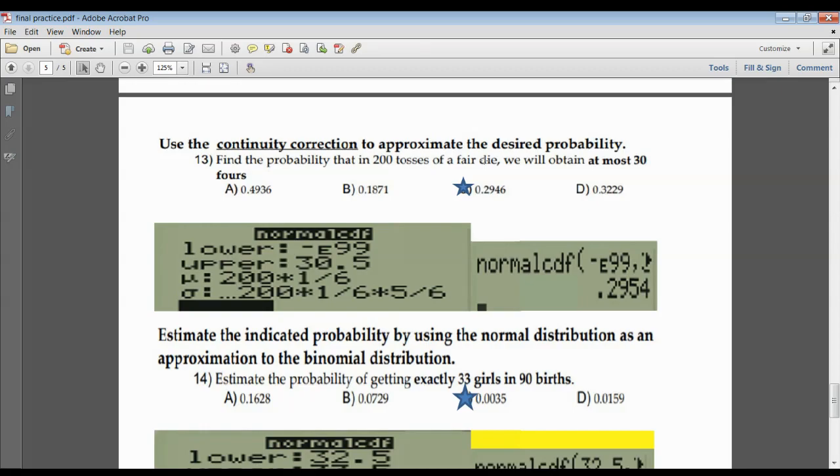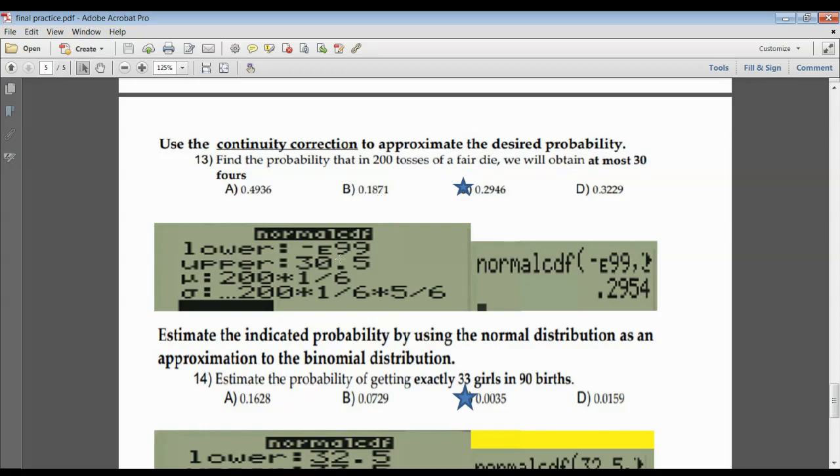We're talking about rolling a die. The probability of any one number coming up, with 6 sides to a die, is 1 chance in 6. And we're looking for the probability that in 200 fair tosses we'll get at most 30. At most 30, so 30 is the limit. We're not going above 30, so we're going to the left. 29 is good, and 28, and so forth. We're going to our left.